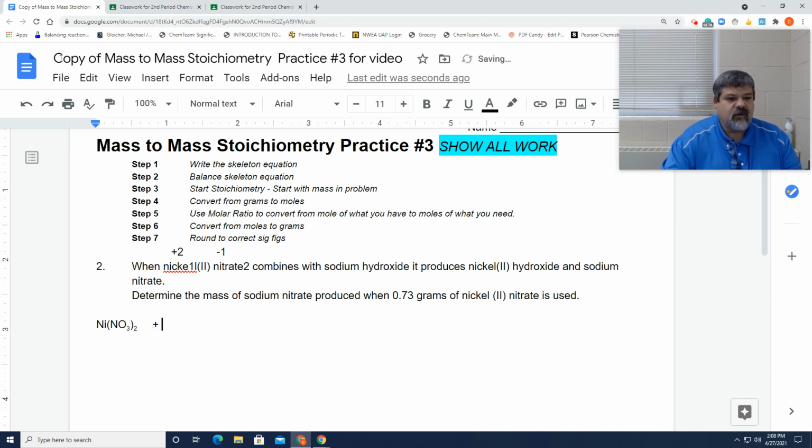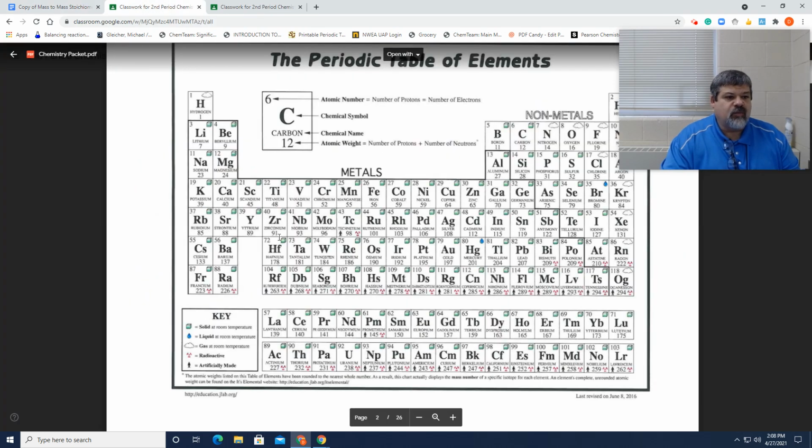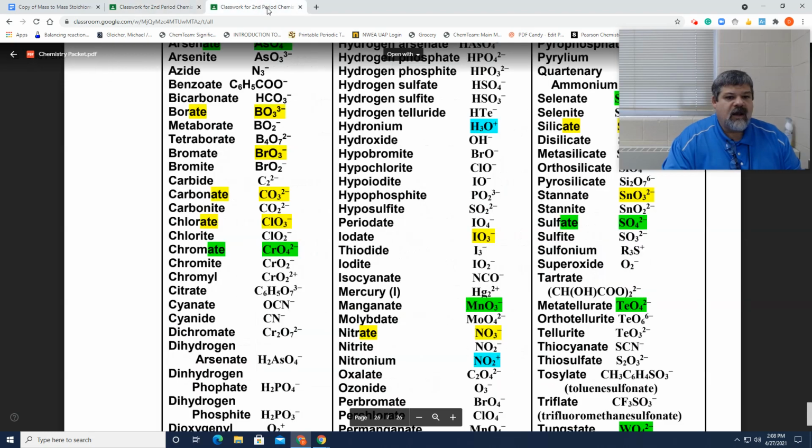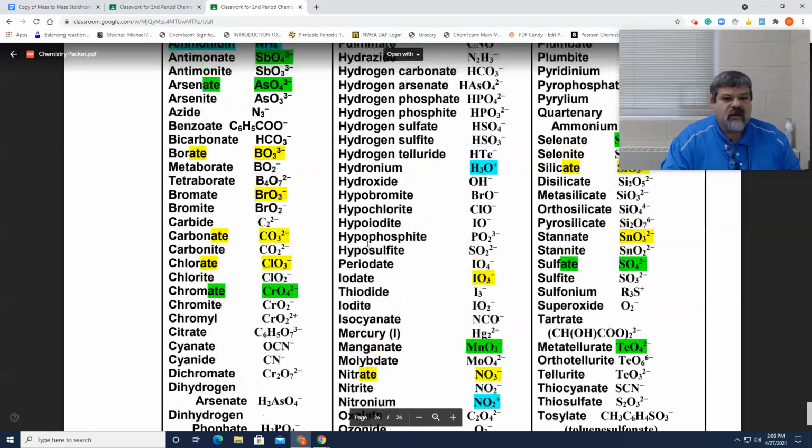Okay, it's combined with sodium hydroxide. So plus sodium hydroxide. Sodium is going to be a +1, where hydroxide is a -1. Again, how did we get that? Well, if we go to our periodic table, sodium is right here. It's in column 1A. That makes it a +1. Our hydroxide is on our polyatomic ion sheet, and we notice it's OH, and it's a -1.